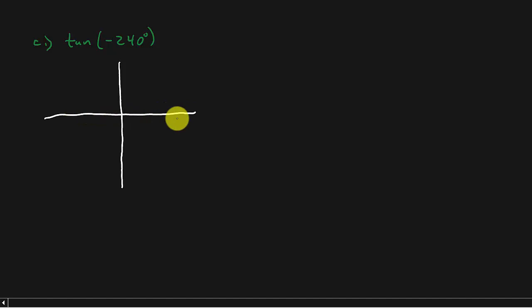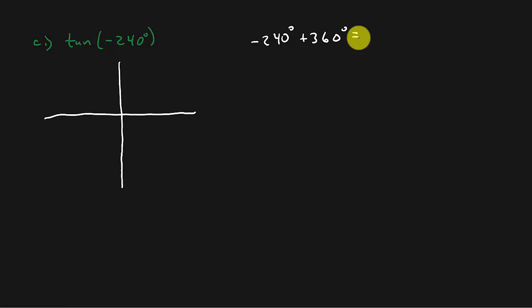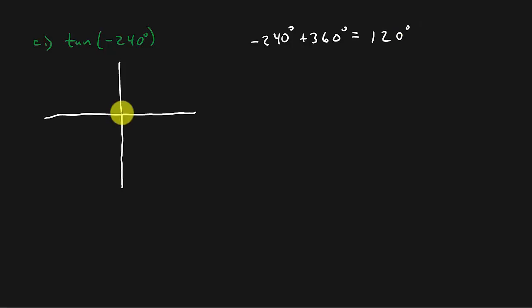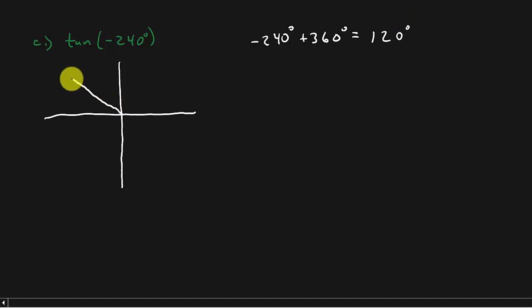Negative 240 degrees. Well, let's use coterminal angles here. Okay, so I've got negative 240 plus 360, and that equals 120 degrees. Yeah, I punched it into my calculator. I don't want to take any chances on getting any of this wrong, because I'll hear it in the comments if I do. So we're here.